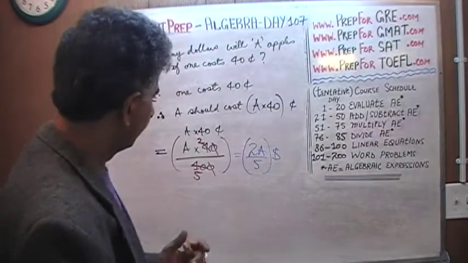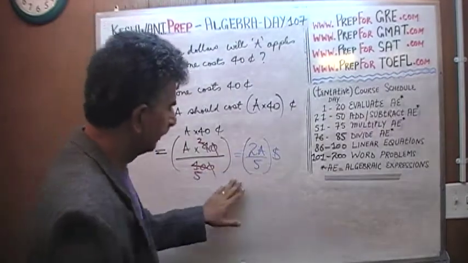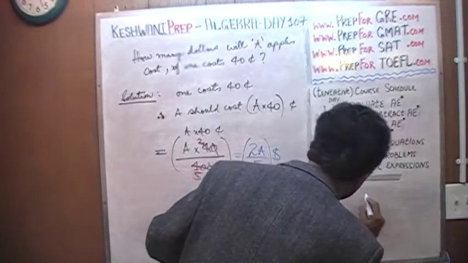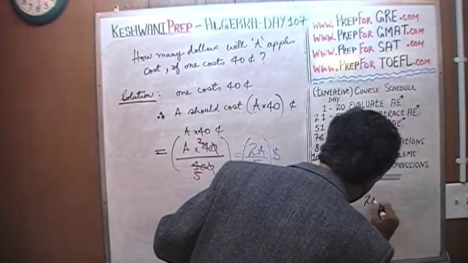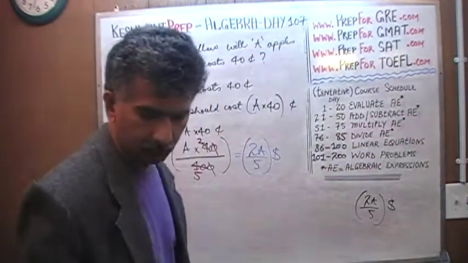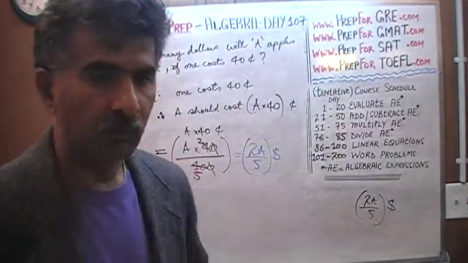What we want to do now is to put this answer on the side, and then we'll do our work to see if we can verify that answer. The answer is 2A over 5 dollars. Leave it alone. Let's do the work. We're going to verify our answer.